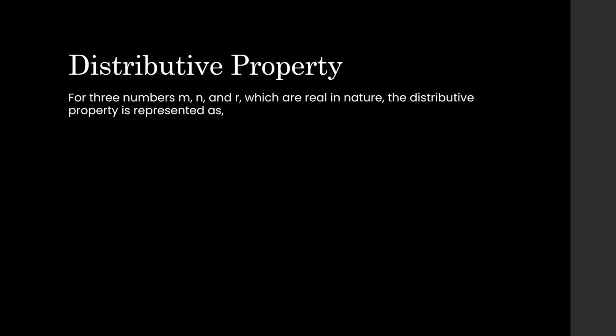Let's discuss distributive property. So in distributive property, let us consider three numbers m, n and r. As you can see in the general formula, m into (n plus r) is equal to m into n plus m into r. Now what is this? In this case, this m which is outside the bracket is common for n and r. That's why it is distributed to n and r.